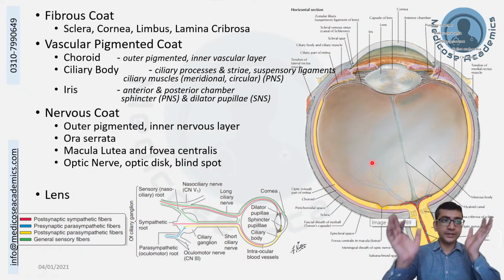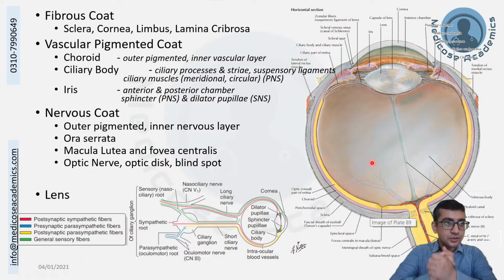Most of the retina is very thick. It consists of 10 layers. We will discuss it shortly. And it catches the light and sends the signals to the brain.